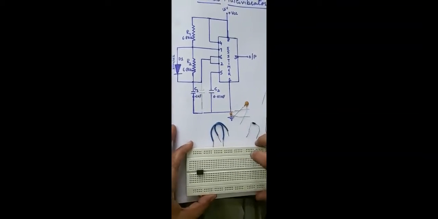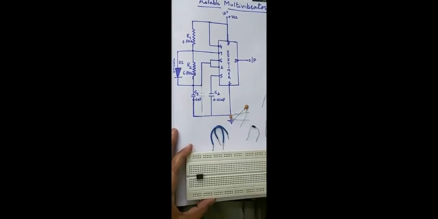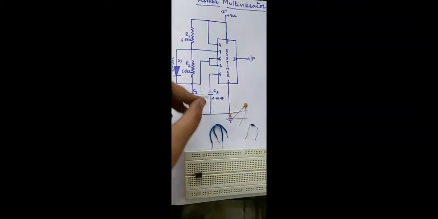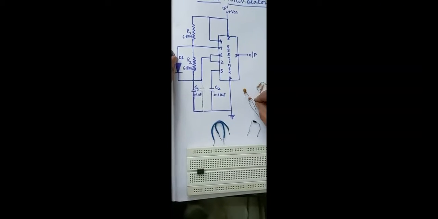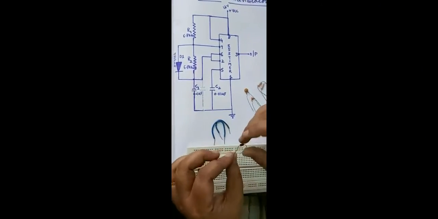Students, today we will do the practical of astable multivibrator, how to rig up the circuit on the breadboard. So first, let us keep the components ready: the 555 timer IC, which I have already placed on the breadboard, two 6.8 kilo ohm resistors, one 0.1 microfarad capacitor, one 0.01 microfarad capacitor, and one IN4001 diode.